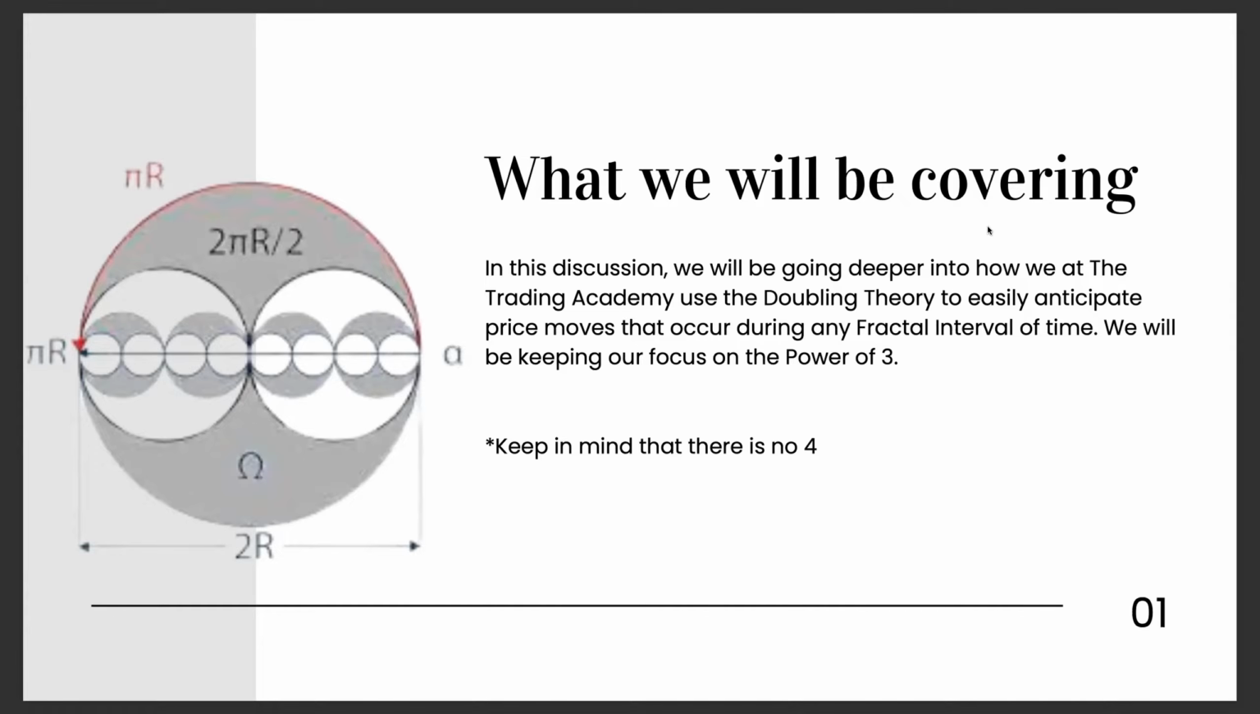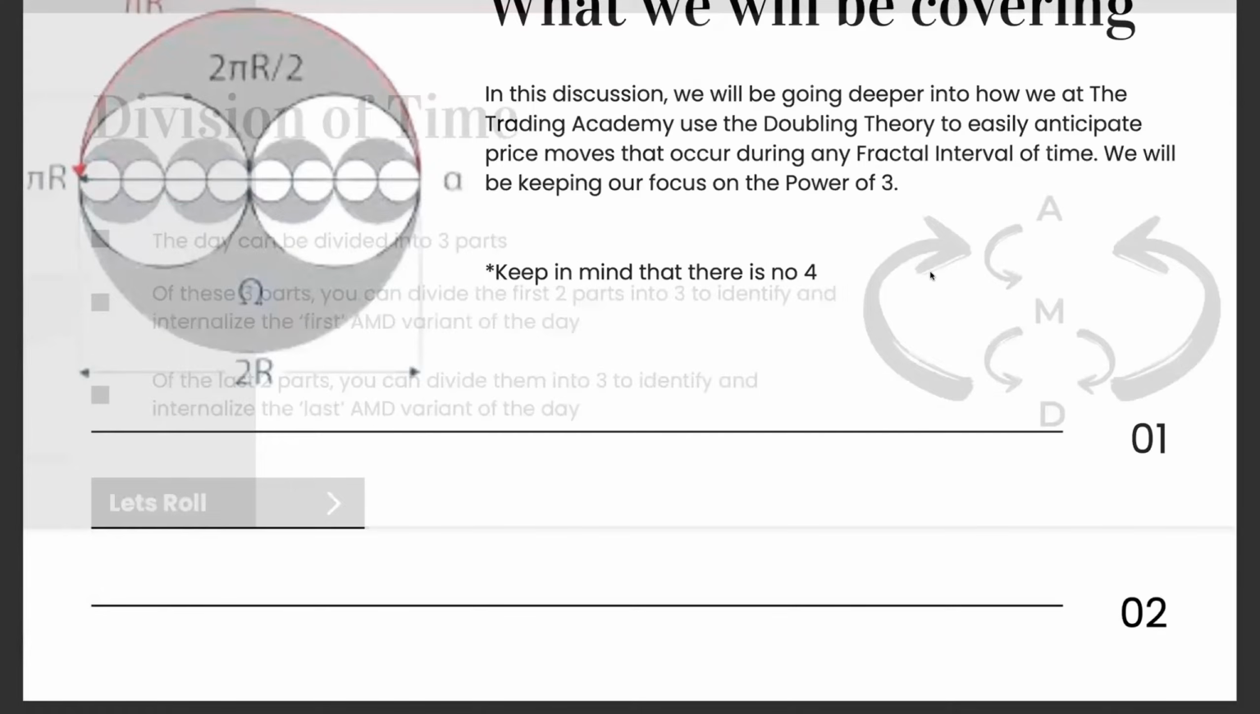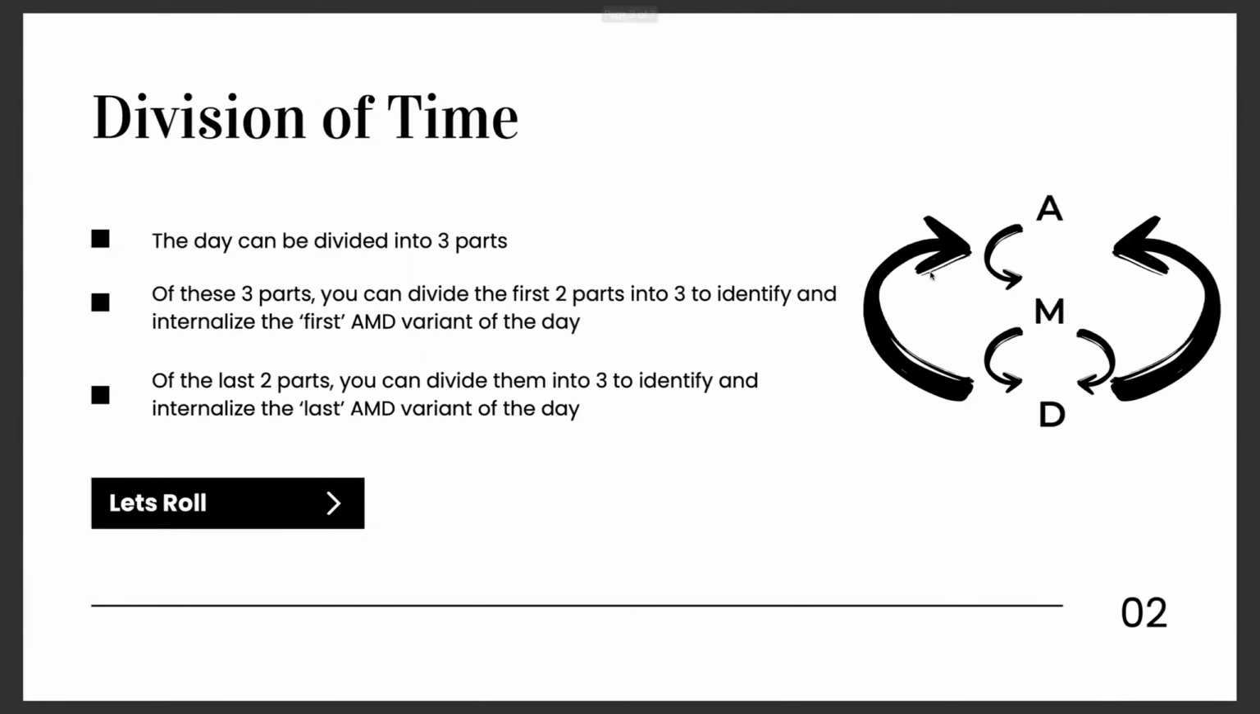Now, the division of time. The day can be divided into 3 parts, from 6 p.m. EST to 6 p.m. EST. This is when the daily candle opens. Of these 3 parts, you can divide the first 2 parts into 3 and identify that. And once we identify that, we will internalize the first AMD variant of the day.